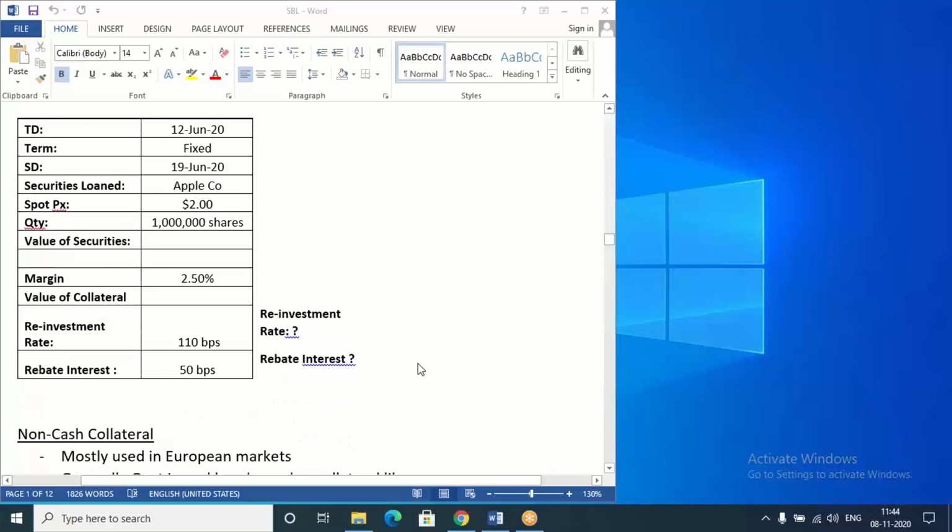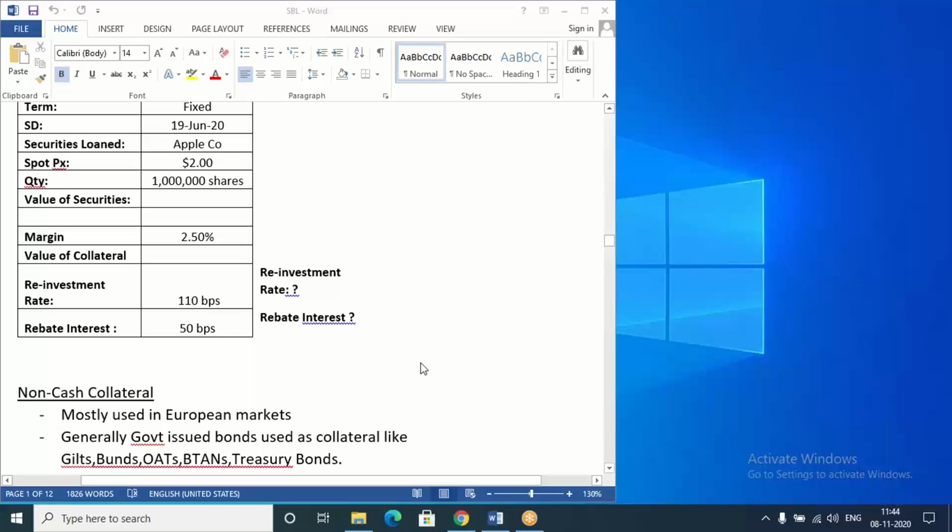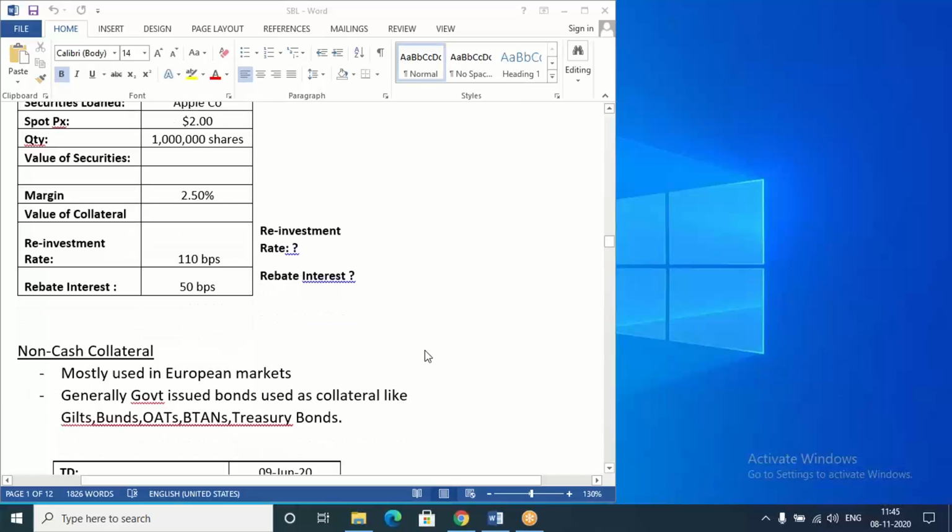Okay, so we'll continue. What if it is non-cash collateral? Remember, whether it is cash or non-cash, rental fee is charged on both. The difference is if it is cash collateral, a certain interest is rebated back to the borrower. If it is non-cash collateral, then just a rental fee is charged. Is that clear to everyone? Mostly non-cash collateral is used in the European markets, and generally government bonds are used as collateral, like your gilts, bonds, OATs, BTNs, and treasury bonds.